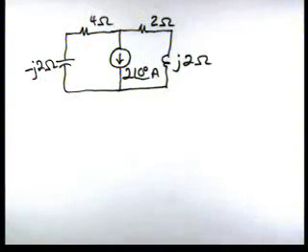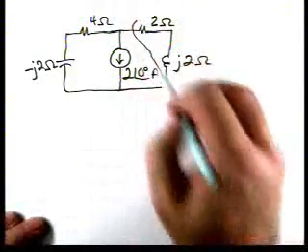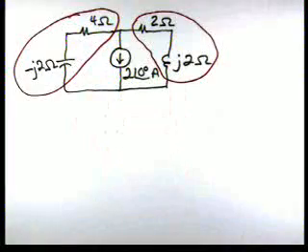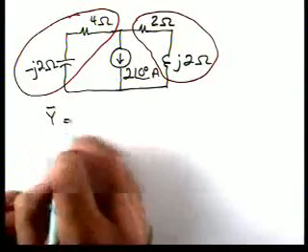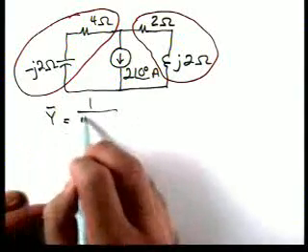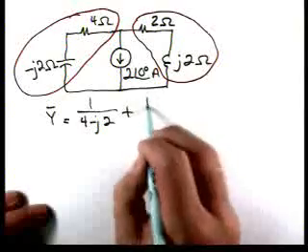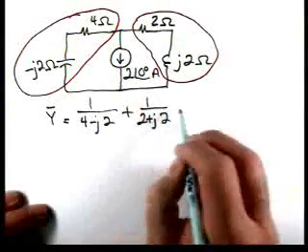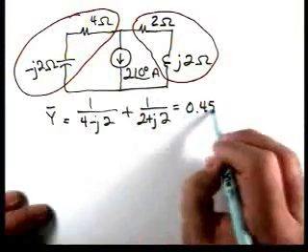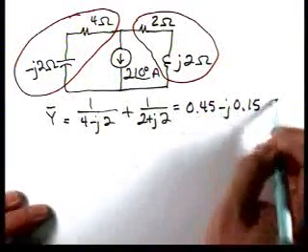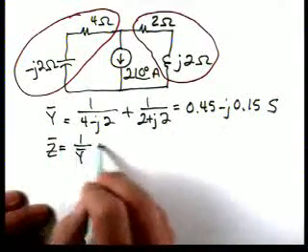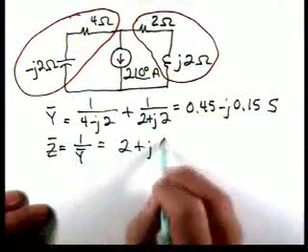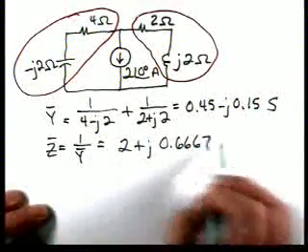Okay, now, again, we've got two impedances in parallel, and I'm going to also call that Y. Let's combine those in parallel. So we have 1 over 4 minus j2 plus 1 over 2 plus j2, which is 0.45 minus j0.15. So now the equivalent impedance to that admittance we find by taking the reciprocal. So we have 2 plus j0.667 ohms.